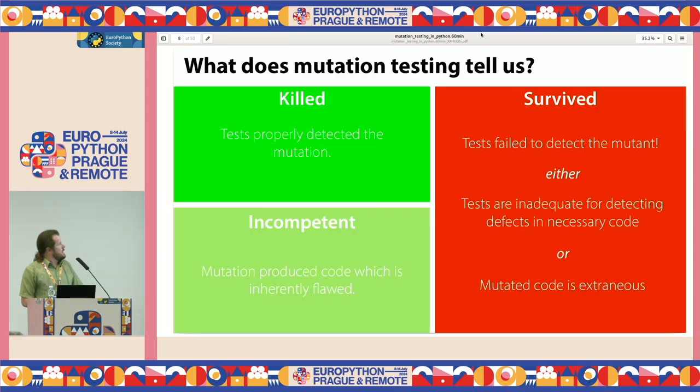Okay. So there are three basic outcomes to any test run after you've made a mutation. One, this is the term of art, by the way, I didn't make this up: killed. We killed the mutant, right? The test suite failed, and this means that we detected the mutant, it didn't get past the perimeter, and this is successful from a mutation testing standpoint. Another possibility is I've created what's called an incompetent mutant, a mutant that can't run for some reason.